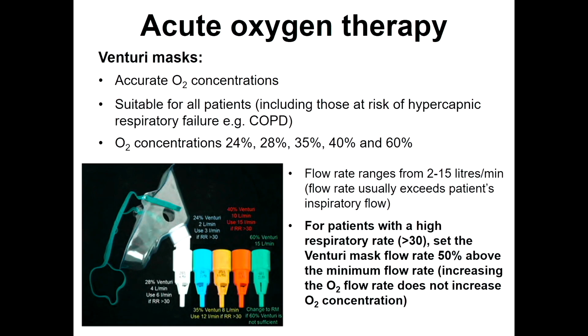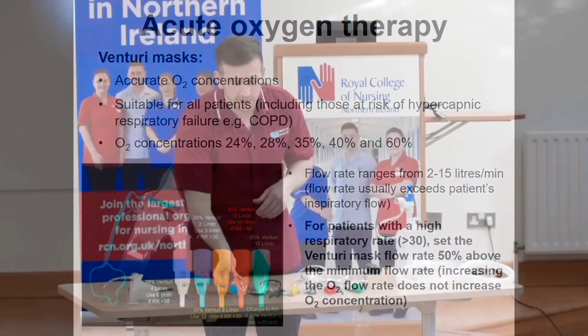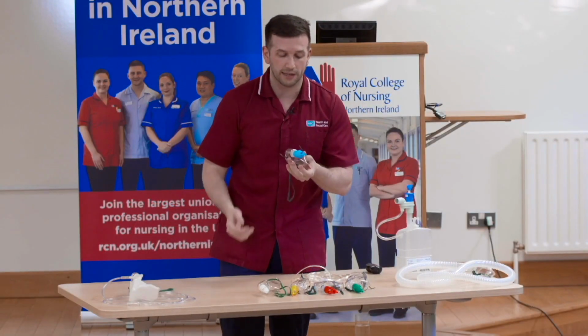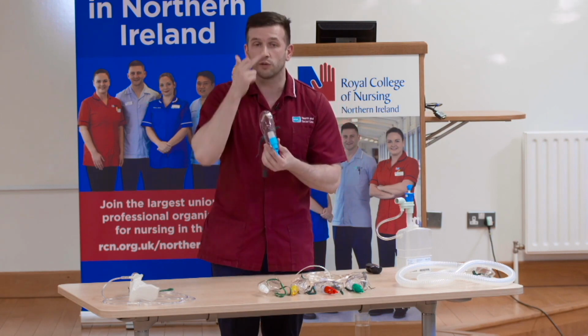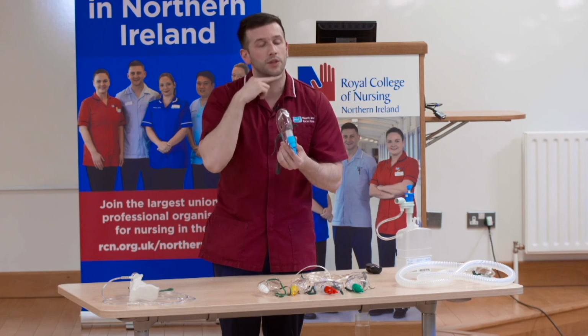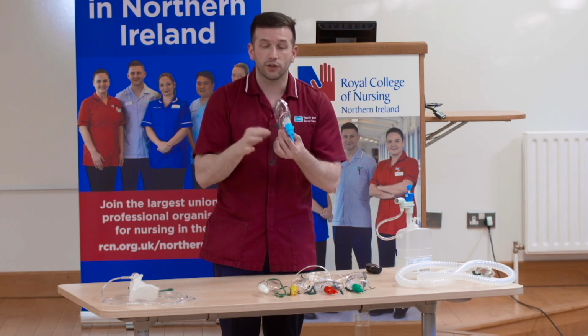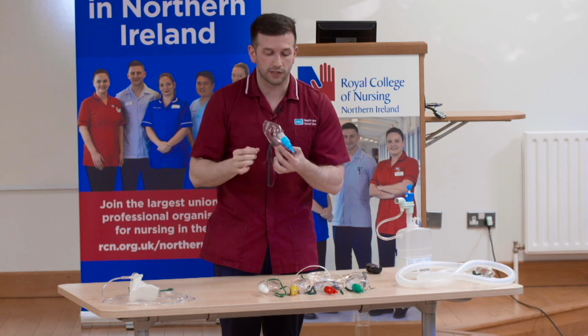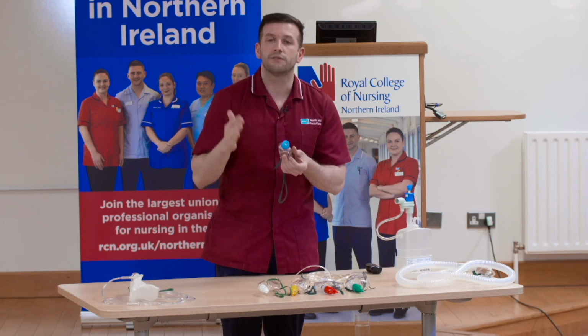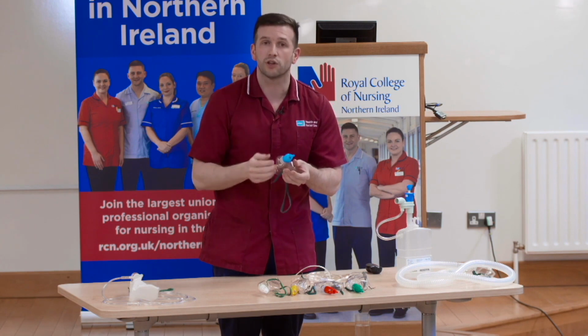We can give low flow to high flow oxygen concentrations through the Venturi masks. As you can see, they're different colours, but they're all of similar shape and size. Your interface, of course, fits over the nasal bridge and under the chin or between the lips and the lower part of the chin. And you've got your straps to tighten it and adjust it as so. The Venturi barrel, you've got different colours to give different concentrations of oxygen.